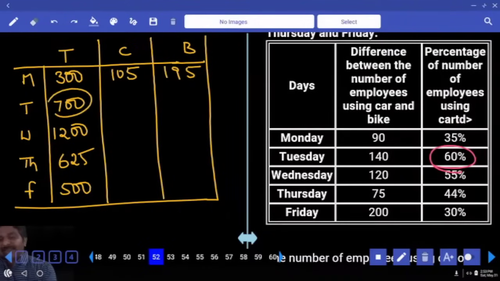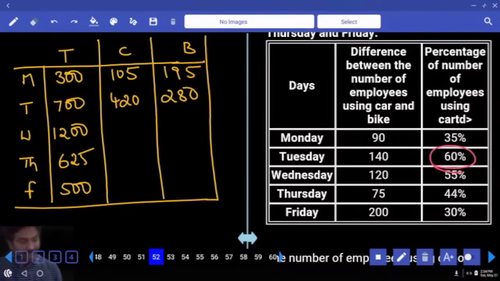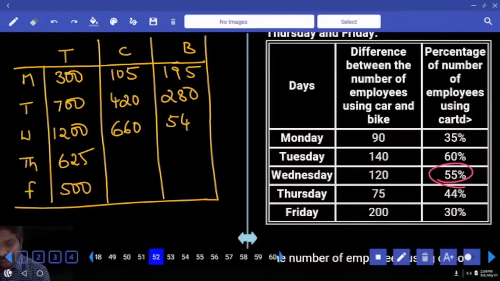60 percentage. What is 10%? Into 6. 4. Difference 280. 55%. 50% plus 5%. What is 50%? 5%. 60. 600 plus 60. Difference 540.